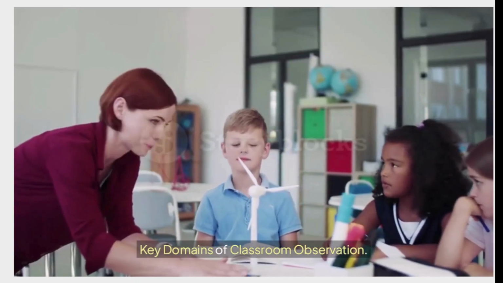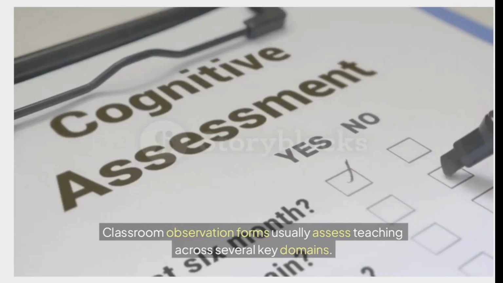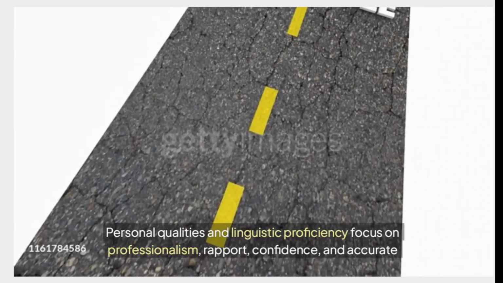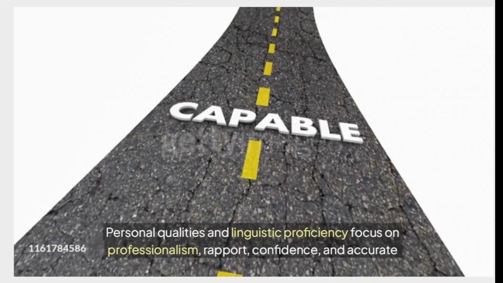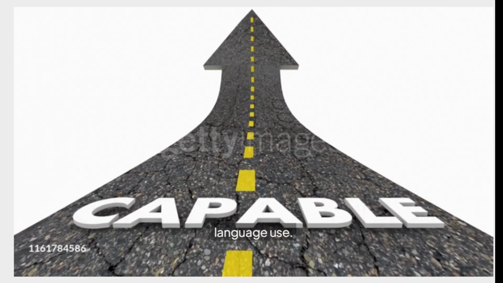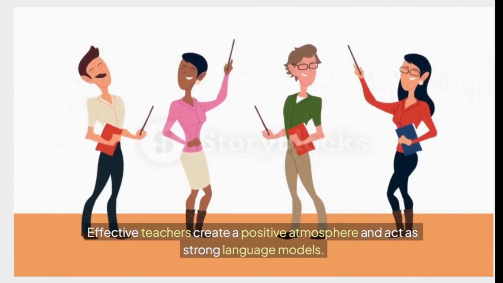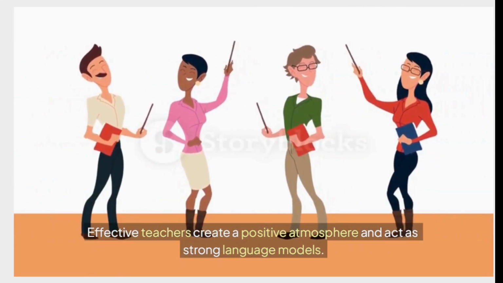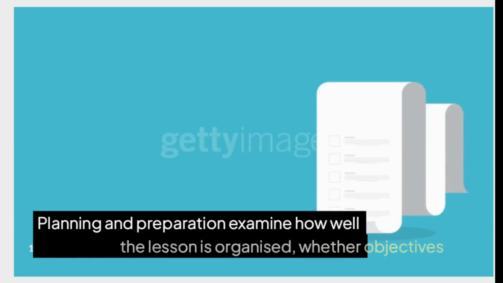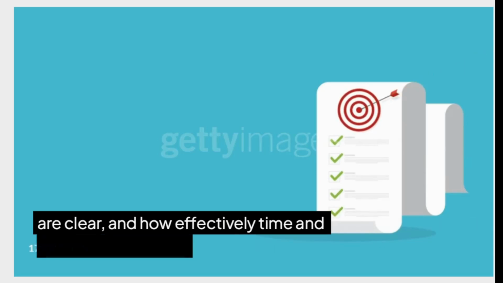Key domains of classroom observation. Classroom observation forms usually assess teaching across several key domains. Personal qualities and linguistic proficiency focus on professionalism, rapport, confidence, and accurate language use. Effective teachers create a positive atmosphere and act as strong language models. Planning and preparation examine how well the lesson is organized, whether objectives are clear, and how effectively time and resources are used.